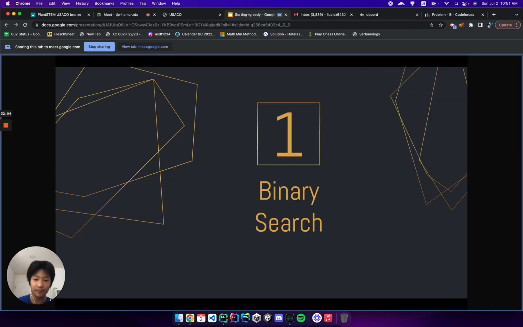Alright, so binary search. Strictly speaking, you won't actually need binary search until silver. But since we're on the topic of sorting anyways, I think we're going to go over it because binary search is also very useful to know.